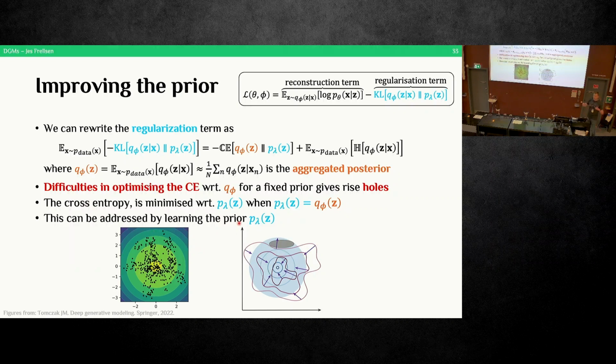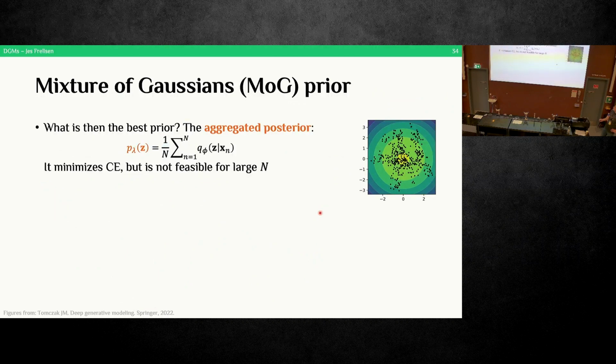And this can then be addressed by learning a prior. So instead of having this Gaussian assumption for the prior, we could say, why don't we just learn a prior, something that's not Gaussian? In fact, the way we could minimize this cross entropy would be to say our prior is the aggregated posterior. So probably the best prior in terms of the cross entropy would be this aggregated posterior, because it minimizes the cross entropy.